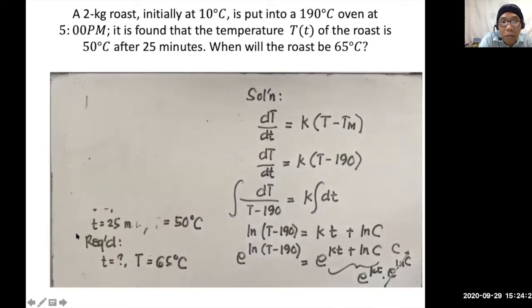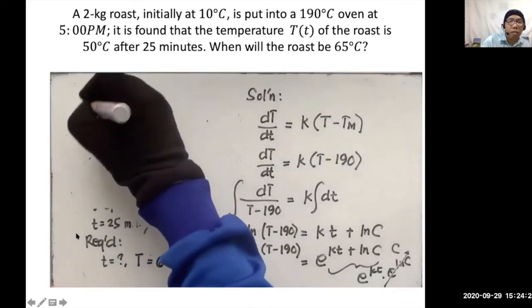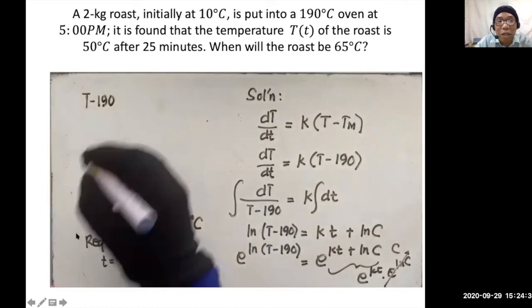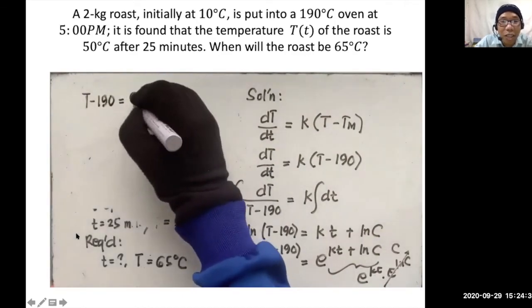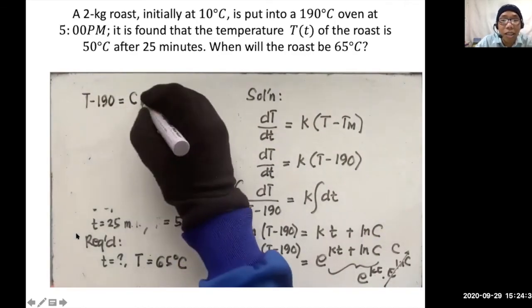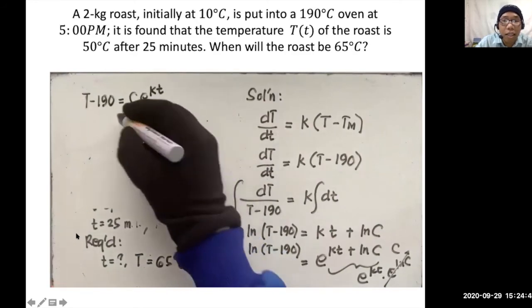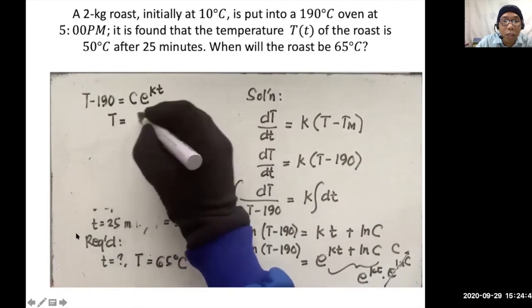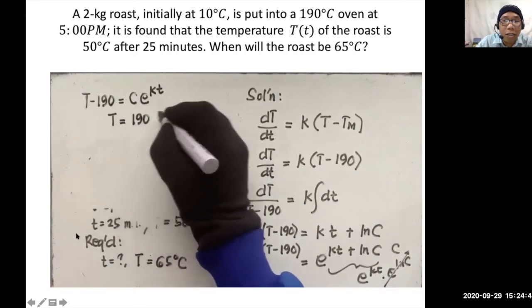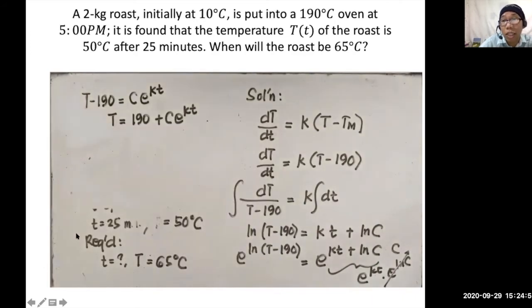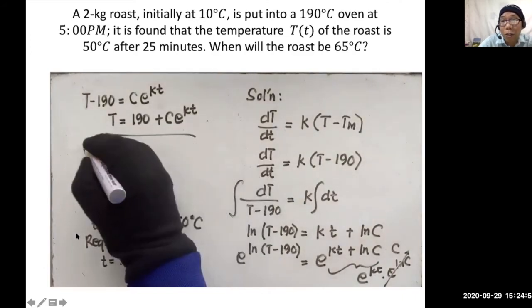Now, so you rewrite now. So e raised to ln of t minus 190 is equal to, wala nang ink yung marker. Anyway, so this becomes t minus 190 equals c e raised to k times t. So this is now your solution. Or we can transpose minus 190 to the right-hand side. So you have the temperature equal to 190, and 190 is the constant temperature yun, di ba?